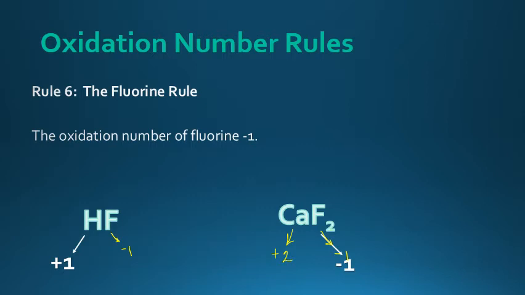Now, unfortunately for you, these rules do not commonly apply to chlorine, bromine, or iodine. These guys will always have an oxidation number of -1 unless these guys are hooked up with fluorine or oxygen, and then we'll have to figure out the oxidation numbers. That's what's coming next.